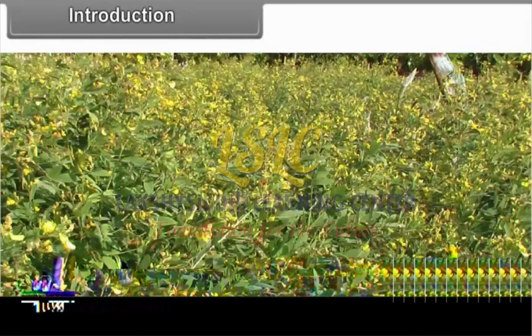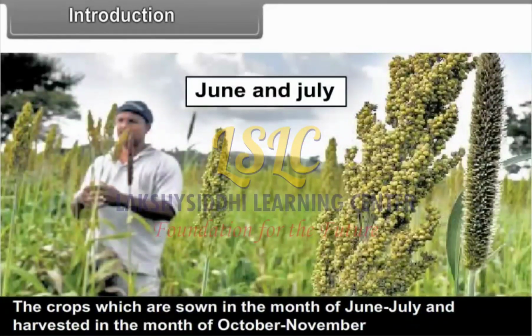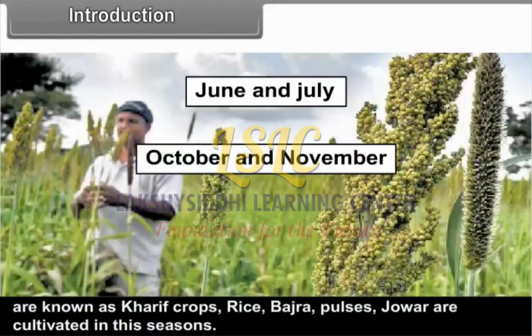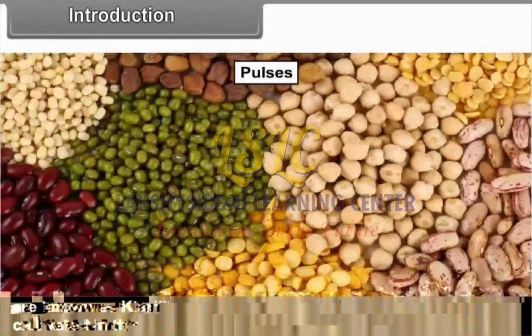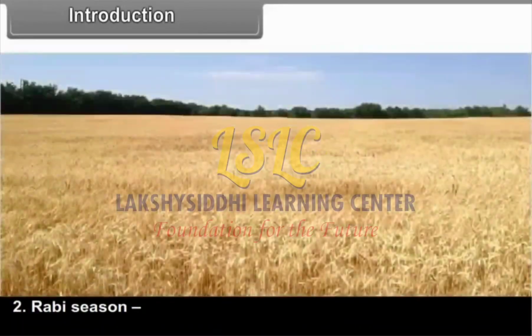Number 1, Kharif season. The crops which are sown in the month of June and July and harvested in the month of October or November are known as Kharif crops. Rice, Bajra, pulses, Jawar are cultivated in these seasons.